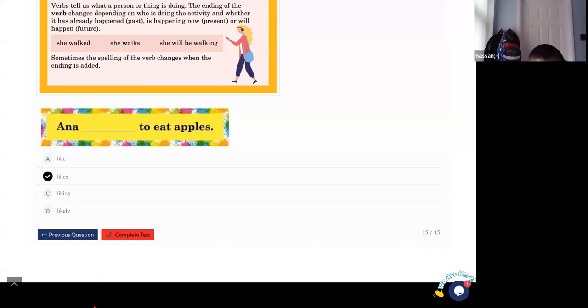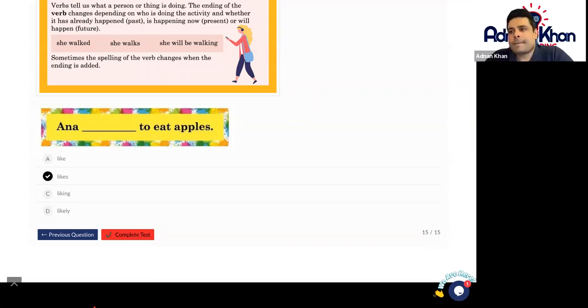Well done. Okay, just make sure that your hand is there at the unmute button, so I could pick you anytime. All right. So this was the last one. So Anna likes to eat apples. So if you were to add A, C, or D in that particular blank there, then the sentence is not going to make sense. So in this case, that's the correct answer. All right. Good stuff.